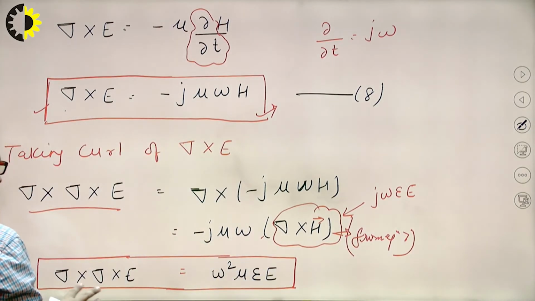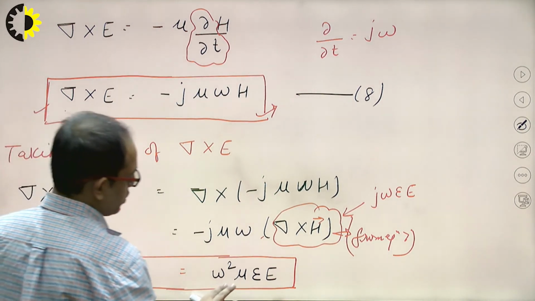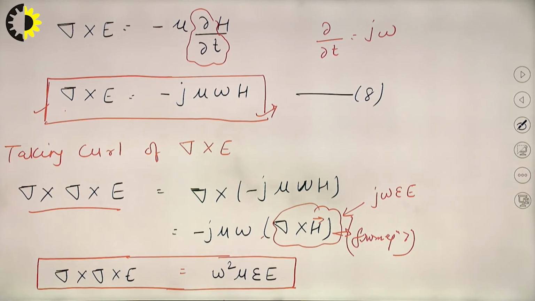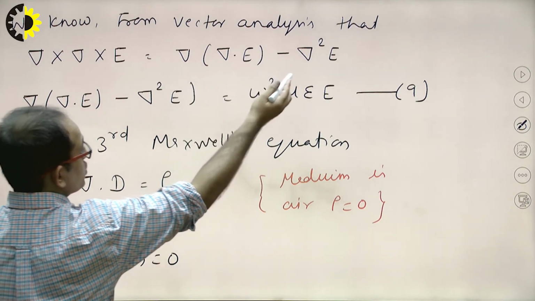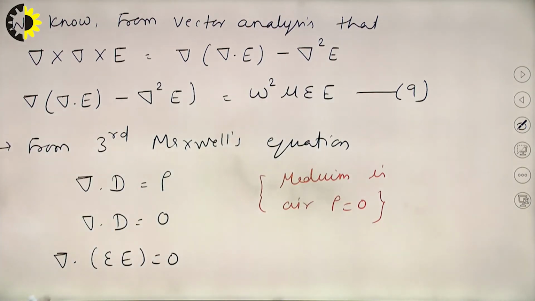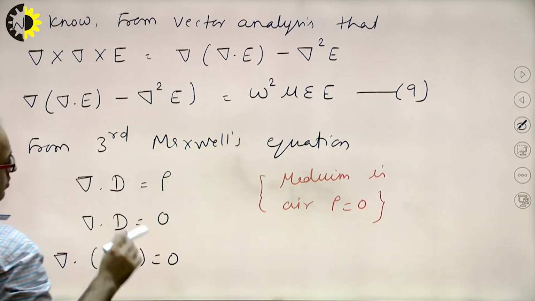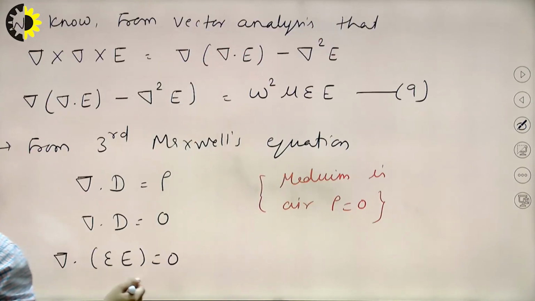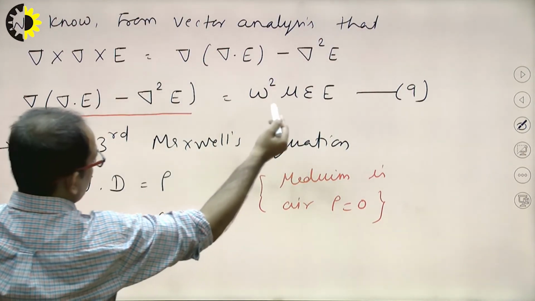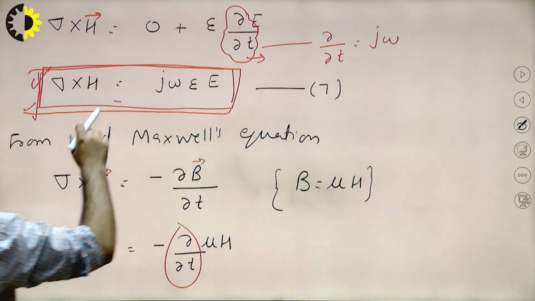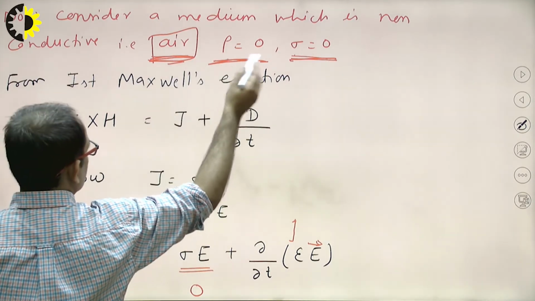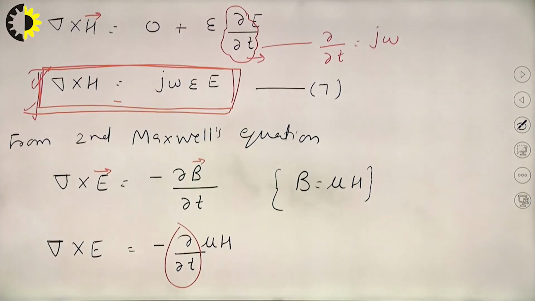You will get del cross curl of E equal to omega square mu epsilon E. Now use the identity: del cross del cross E is equal to del dot E minus del square E. Now put this value in the equation, and you will get this equation equal to omega square mu epsilon E. Now from the third Maxwell equation, as I already told you, the medium is air, that is sigma equal to 0 and rho equal to 0.